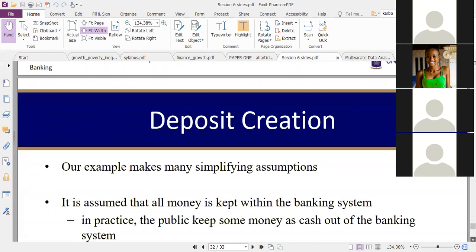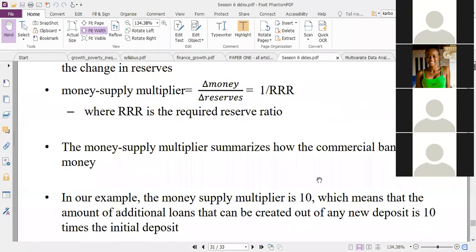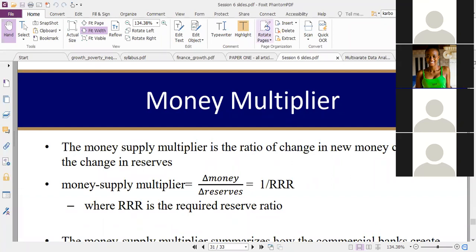So can you please multiply? The multiplier formula is 1/RRR, and in our situation, the RRR was 10%. Let's assume the examiner asks you how much money we would be able to make at the end of the last person. Then it is going to be 1/RRR times the amount we received. This is going to be the total amount we will get. So 1/10% times the 100, if you multiply this, you are going to get 1,000. So at the end of the last person, out of the 100 cedis we initially received, we will be able to create an additional 900 in the economy.